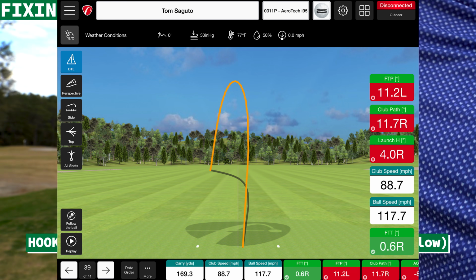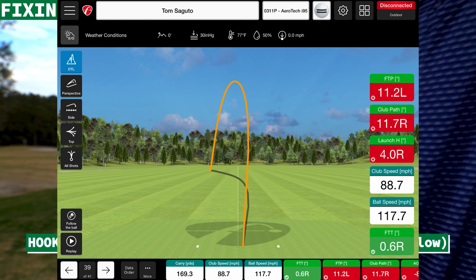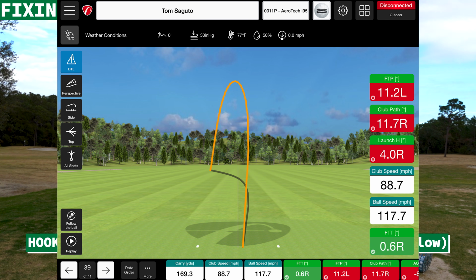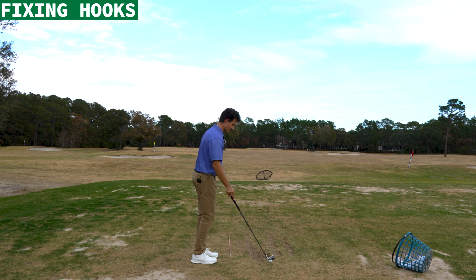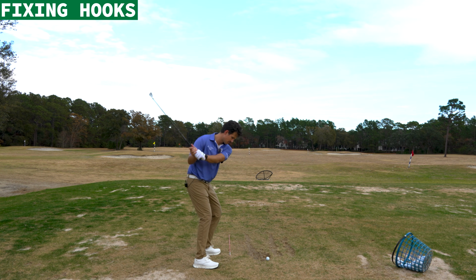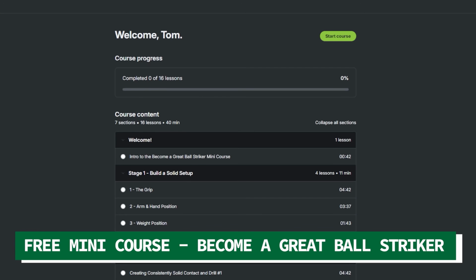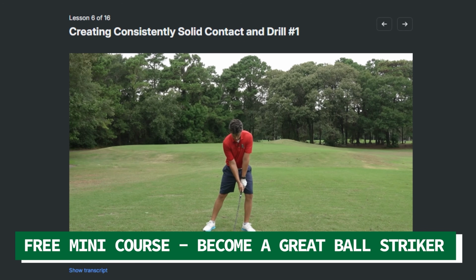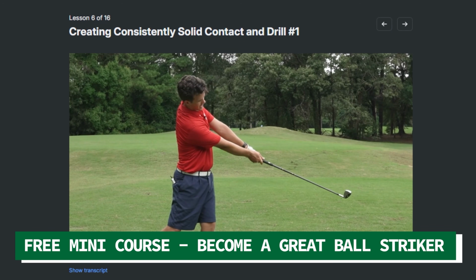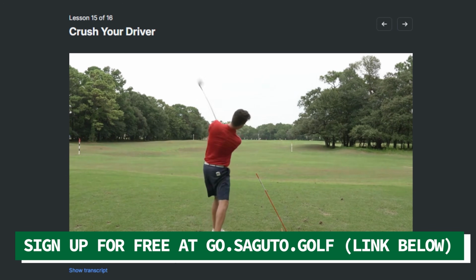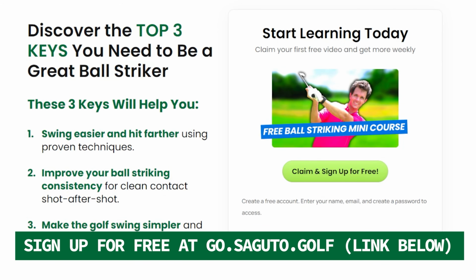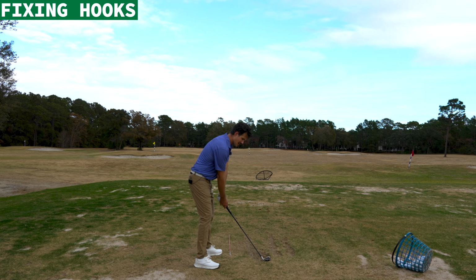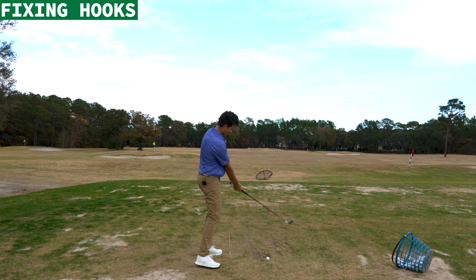So what we have to do is lessen the amount of path. The face is good, but we have to change the path to be less in to out. What I would do is start preventing the club from going way out to the right. There's a huge collection of drills in the online golf school I've linked below for you to master this and zero out your path. So I'll start zeroing out my path right now. I'm going to do the same setup, same swing, just less out to the right.